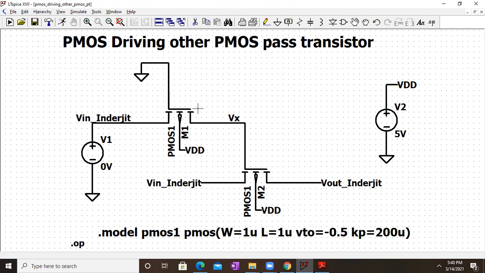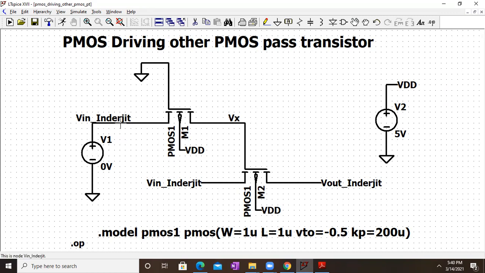Here we'll quickly see the first transistor, the gate terminal is grounded. The second transistor gate terminal is not grounded. The body terminal of both the transistors is connected to VDD, that is for sure. And we are determining what will happen when we apply logic 1 to the input of the first transistor. What is the output of the second transistor, which is Vx?